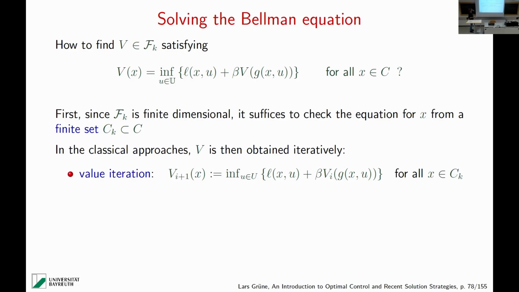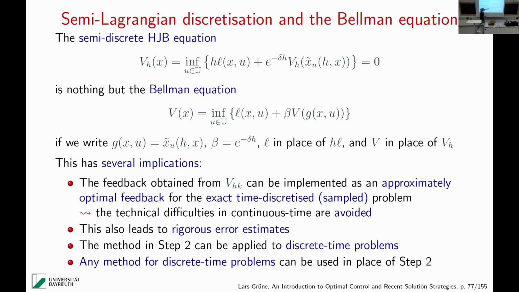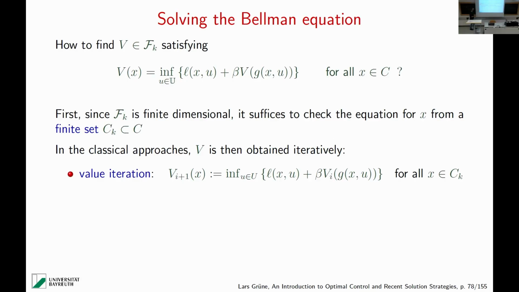Sorry, I forgot the projection operator here. So this pk should be here, and it should also be VHK. I somehow switched notation here, maybe because I wanted to go for the Bellman equation. Right, sorry, so we have removed the indices here. But it's this VHK, right?